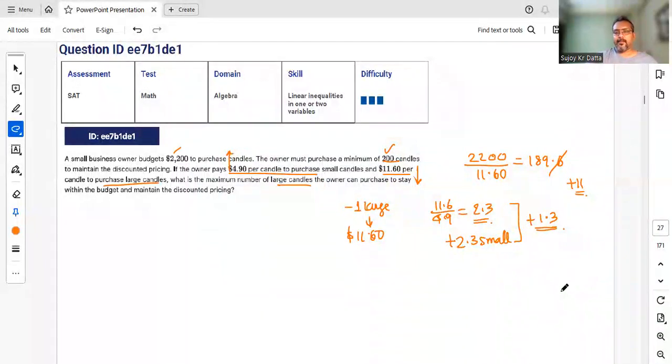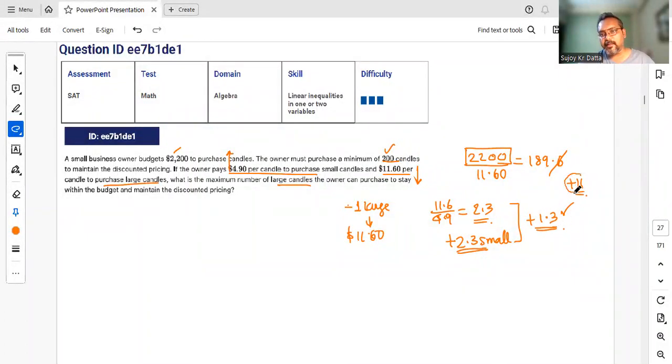Right? Understand that I am not changing the funds because I have kept it at 2,200. I am saying that when you reduce one large, instead of 189, if you buy 188, for example, okay? When you release that 11.60 funds, using that, how many can you buy? I understand that 2.3 small you cannot buy, but for the sake of calculation, we keep it as 2.3. We'll adjust the decimals later on, at the final step. So you reduce one, you get 2.3 more. So you have increased 1.3.